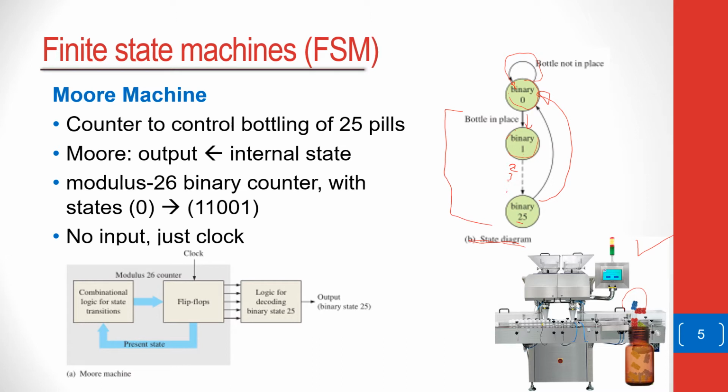The structure of such a controller would be in this format, whereby you have the flip-flops making up the counter, and a logic circuit which decodes the logic so that you are able to understand if the maximum count of 25 pills has been reached. The flip-flops transition from one state to the next using a set of combinational logic. This is a typical example of a synchronous counter, which we have seen previously.